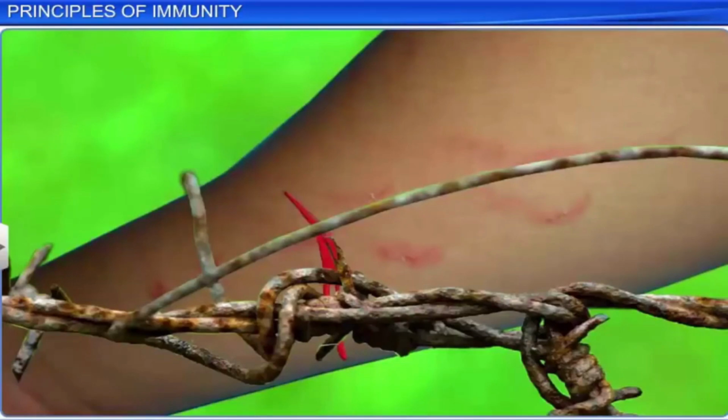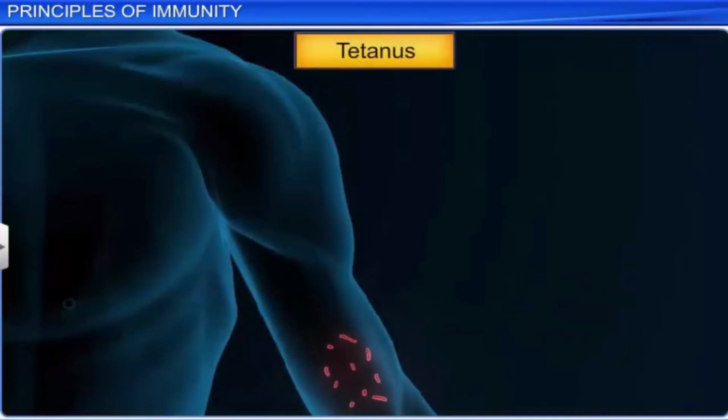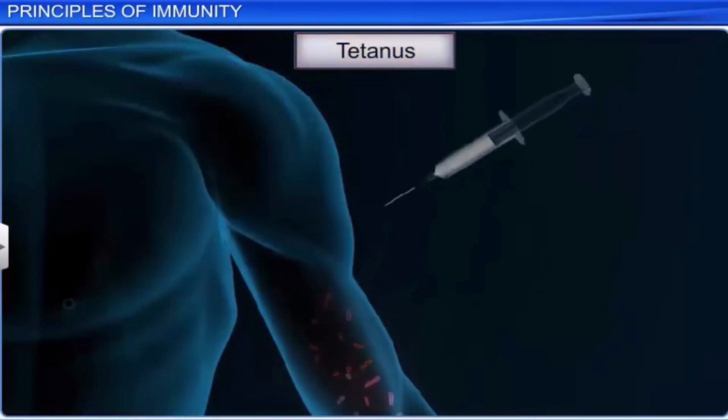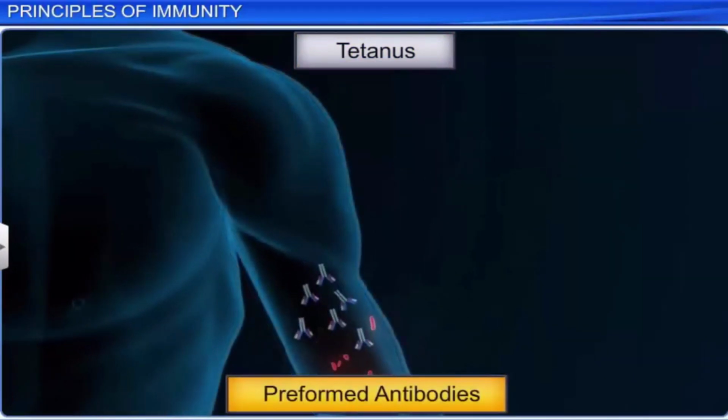Sometimes, when a quick immune response is required, for instance during a tetanus infection where the body is infected with deadly microbes, preformed antibodies are injected into the body.